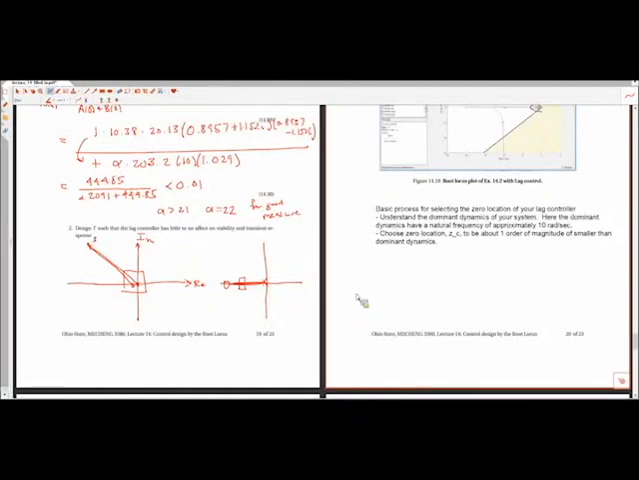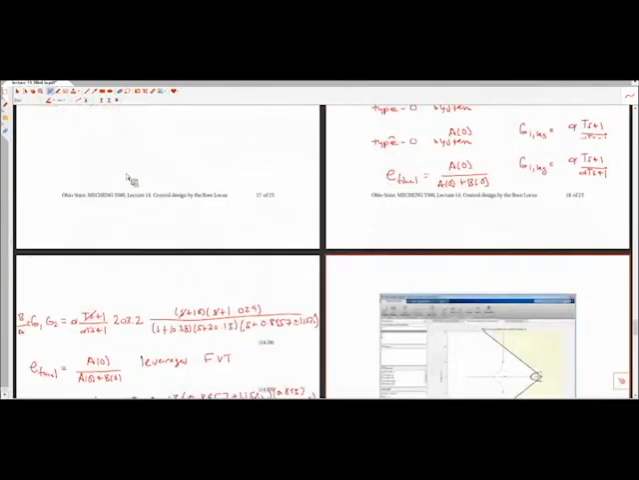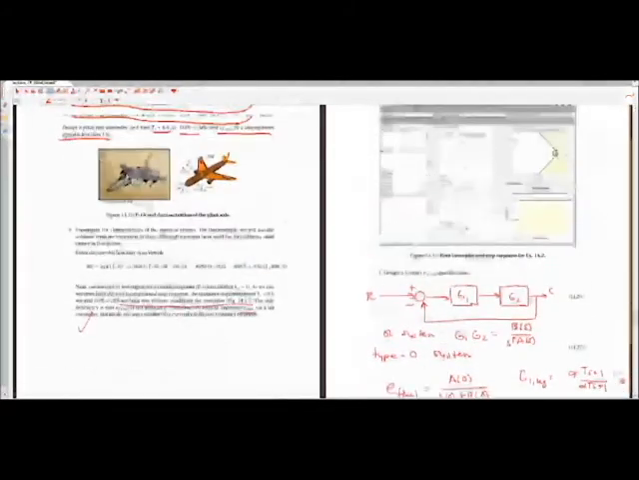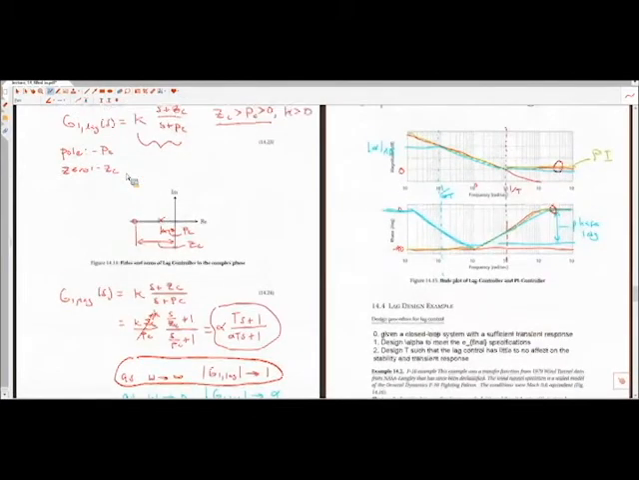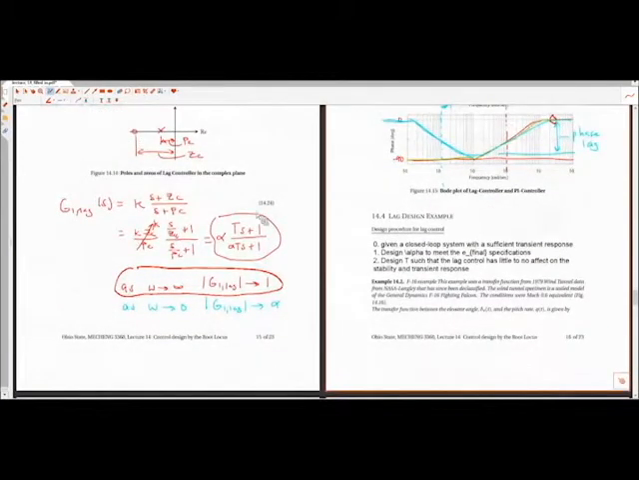So for this example, we're going to choose T. To remind everyone, the form of the lag controller, all right, this is going to be the form that we're going to use here. So it has alpha gain out front. The 0 location is at 1 over T, and the pole location is at 1 over alpha T.